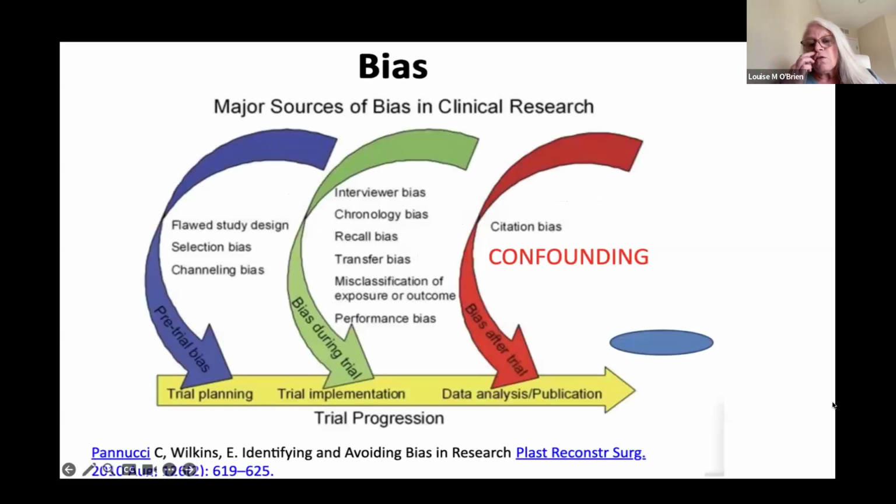So there's lots of ways that biases can creep into clinical research. And this just shows you, you can see some here when you're actually planning your trial, depending on how you design your trial. You can look at biases during your trial. Lots of biases can creep in there. And you can also get biases when you look at your data analysis. And that's kind of confounding, is the big one. And that's the one that we're going to cover in the next sort of 15 or 20 minutes.